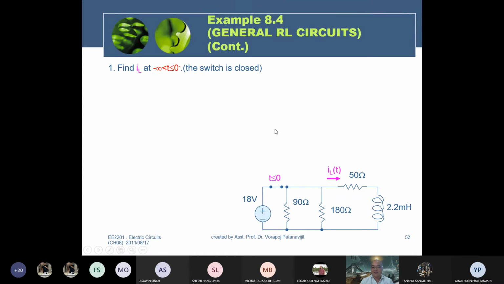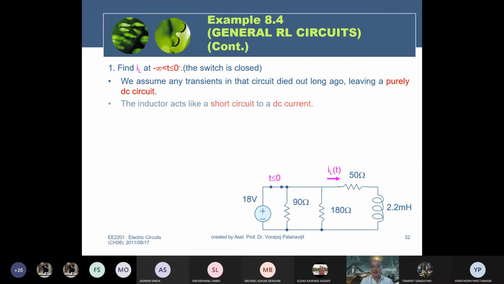Next we check, first, for time less than 0. For time less than 0, the switch is still in contact here. It means the voltage source has supplied energy to all four devices, and the inductor is already fully charged. A fully charged inductor performs like a short circuit. We assume any transient in that circuit died out long ago, leaving a purely DC circuit, and the inductor acts like a short circuit to the DC current.